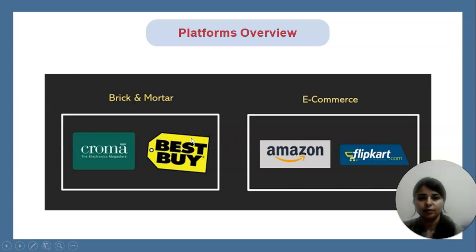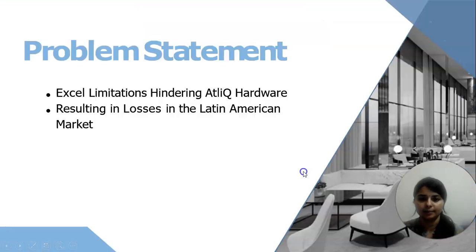Based on the platforms, we have two types of platform: brick and mortar, and e-commerce. Croma and Best Buy are brick and mortar, where you can just go and buy the peripherals, and Amazon and Flipkart are the e-commerce type.